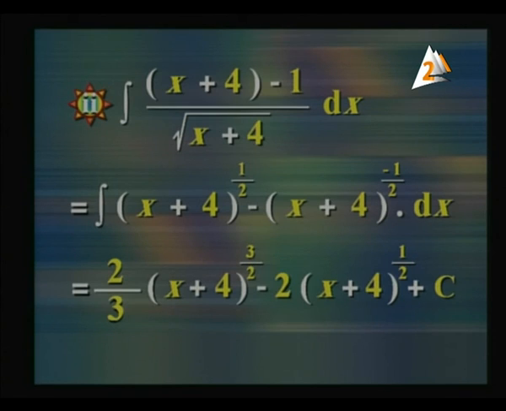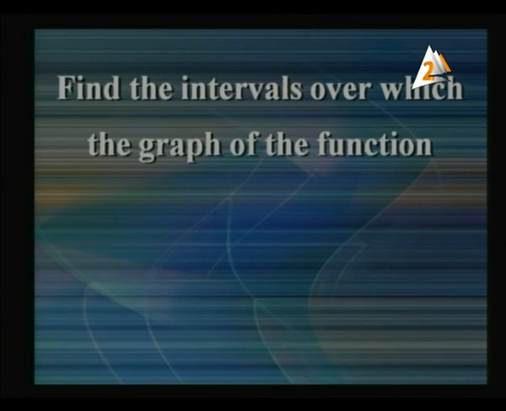After that, we find the integration of each bracket. The first is 2 over 3 multiplied by x plus 4 to the power 3 over 2, minus 2 multiplied by the bracket x plus 4 to the power 1 over 2, plus c. Dear student, look at another example.